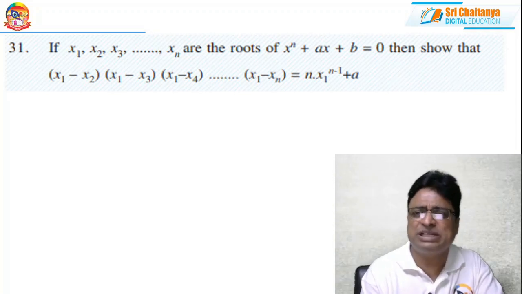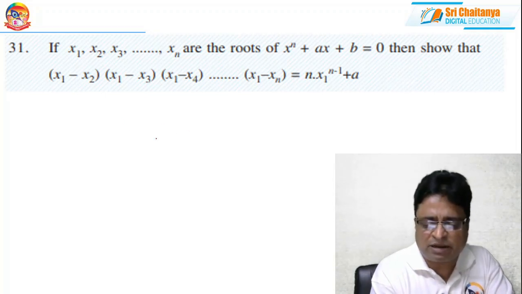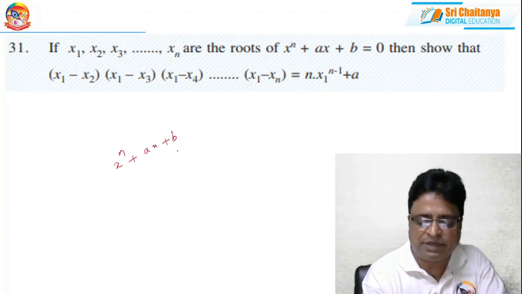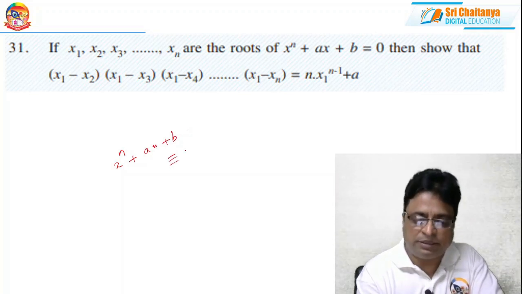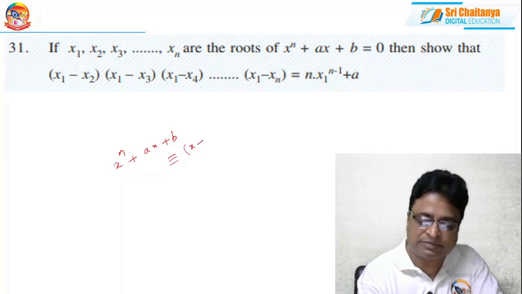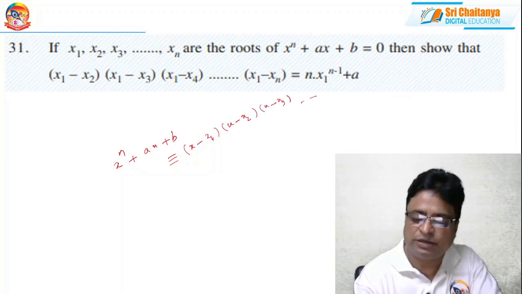So what I'm doing is, since these are all the roots of the equation x power n plus ax plus b, I can write it as (x minus x1) into (x minus x2) into (x minus x3) and so on, into (x minus xn).